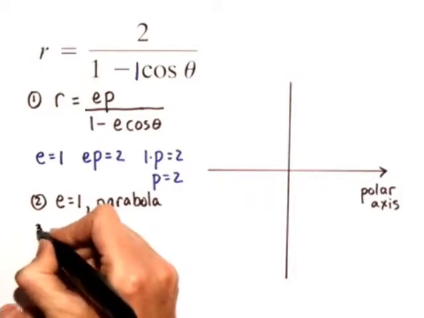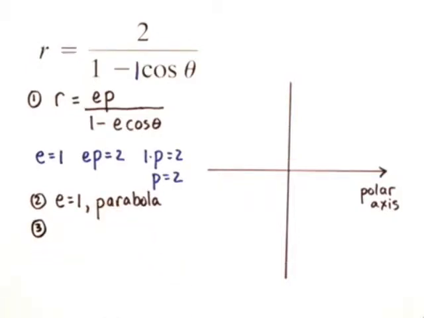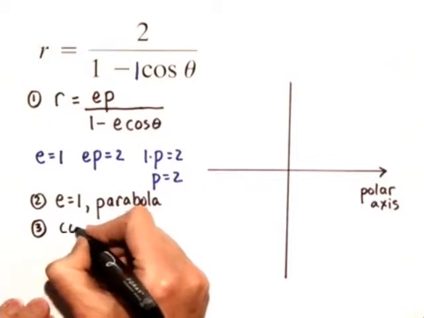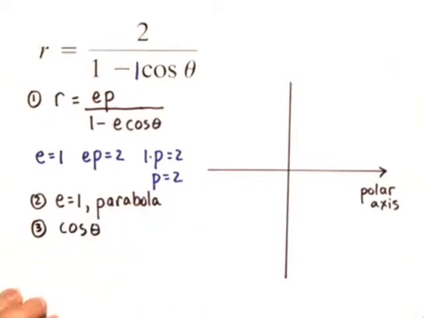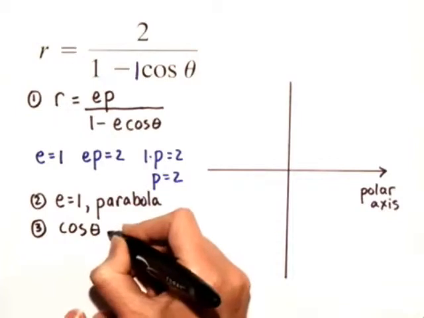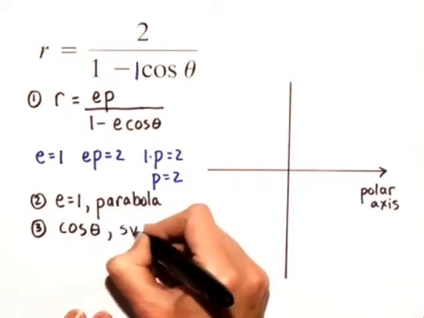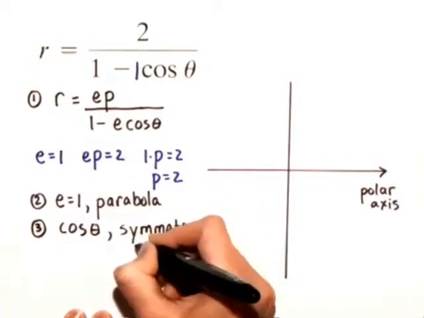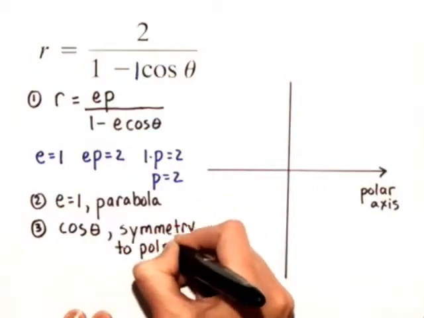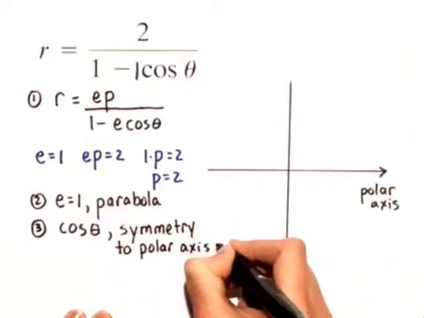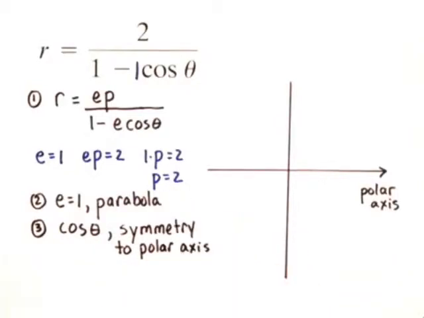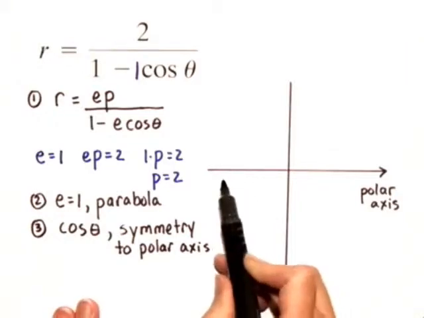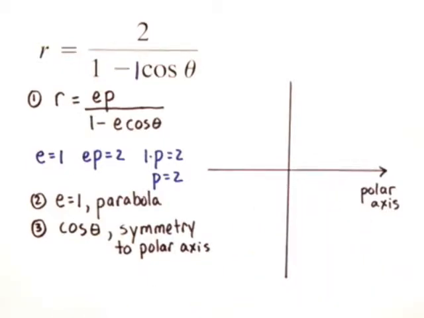In step 3, we want to determine symmetry. In this case, notice that we have cosine theta in our equation. When we have cosine theta, this means we have symmetry with respect to the polar axis. That's going to help us in our graph. If we had sine theta, we would have symmetry with respect to the line theta equals pi over 2. But in this case, our curve will be symmetric with respect to the polar axis. Now we're ready to start graphing.